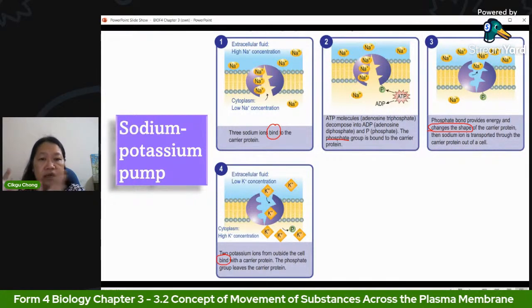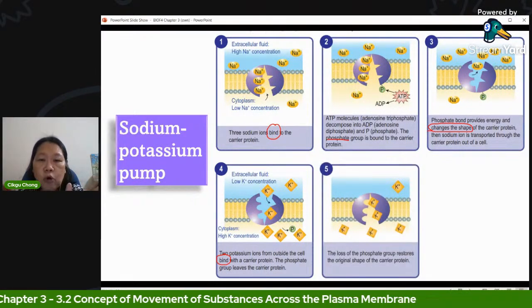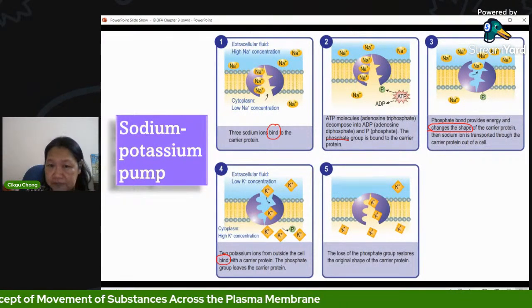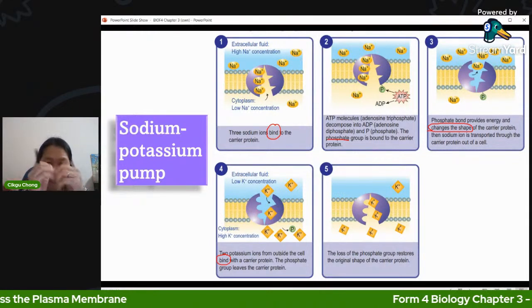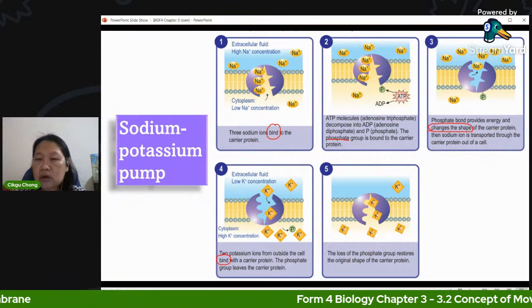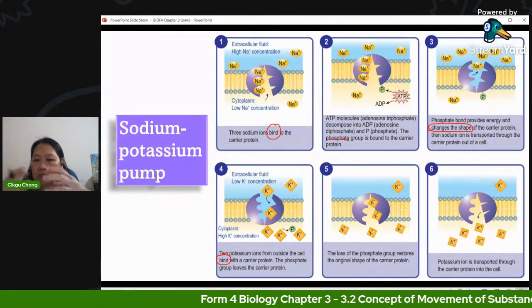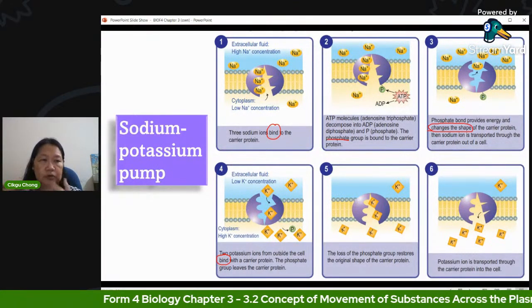Right. When that happens, it will change shape. It will go back to the original shape. The loss of the phosphate group will restore the shape. Okay, it will turn back this way. And now your potassium ion is brought into the cell, transported into the cell.